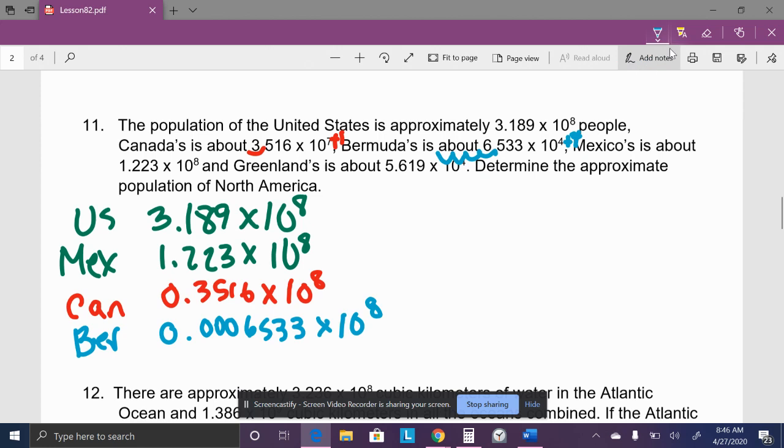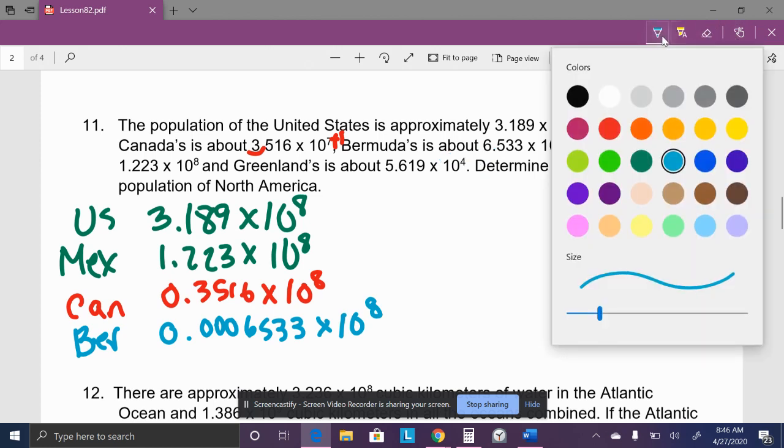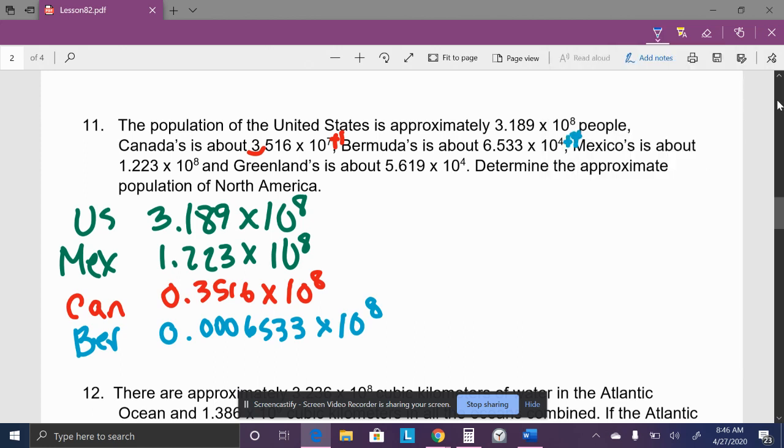And Greenland. I can't see Greenland. I'm right here, 4. So I have to do the same thing with Greenland. I have to add 4. So I get 10 to the 8th. And move this over 4 spots. 1, 2, 3, 4. So you get 0.000561.